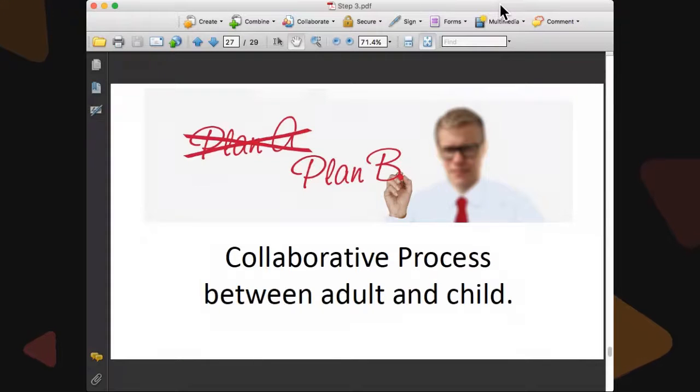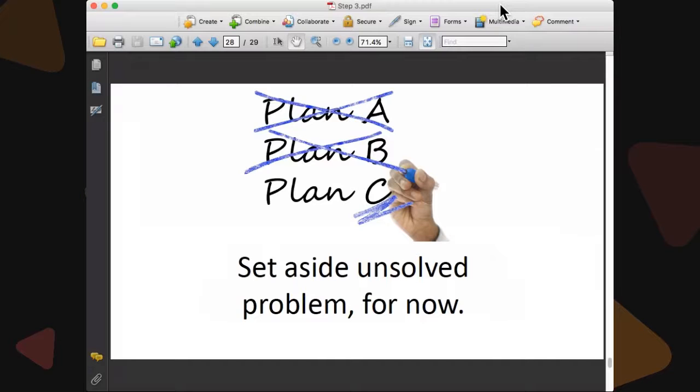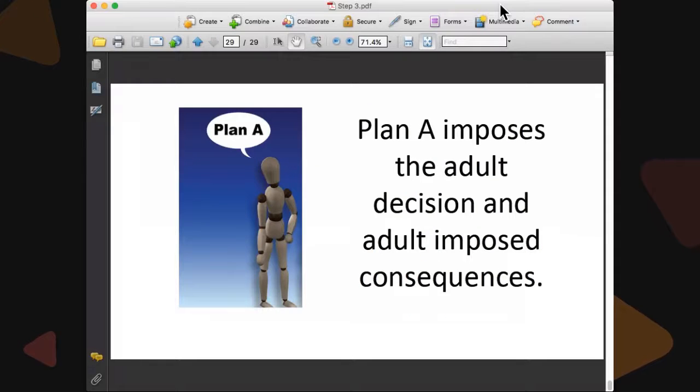So Plan B is the one that's preferred. That's that collaborative process between the adult and the child. Plan C, sometimes you might have to use it if things aren't calm, if you just need to set that aside and have some space and time. Then that's called Plan C, when you just put it aside for now. Plan A is the one that you want to use the least, and usually this is just in really dangerous situations where the adult makes a decision, I'm going to grab my kid's arm and pull him in off the street so they don't get hit by the car.